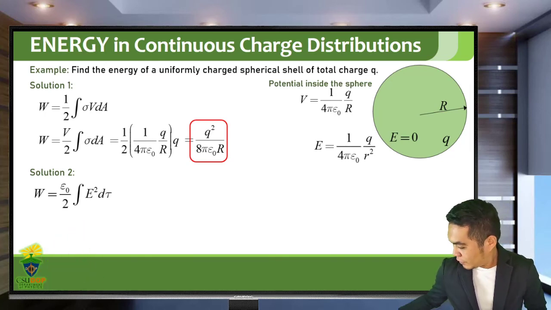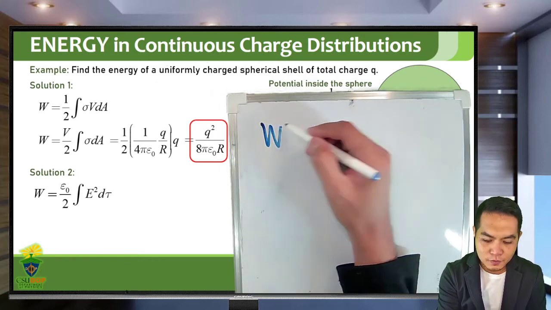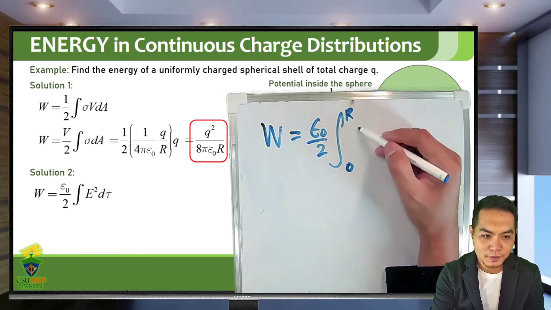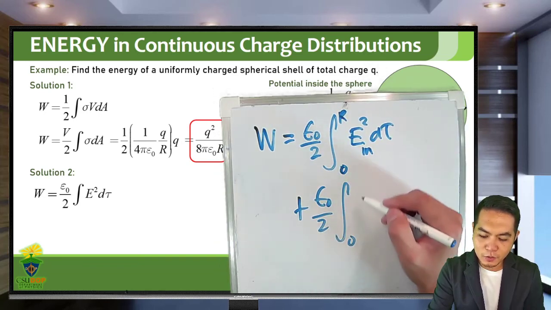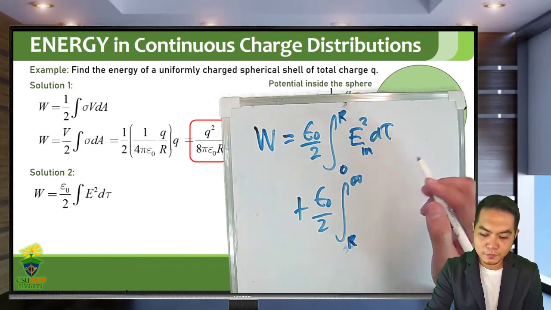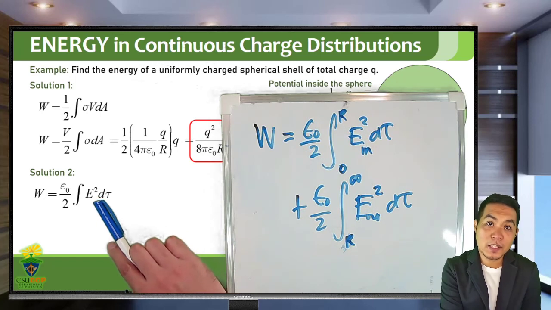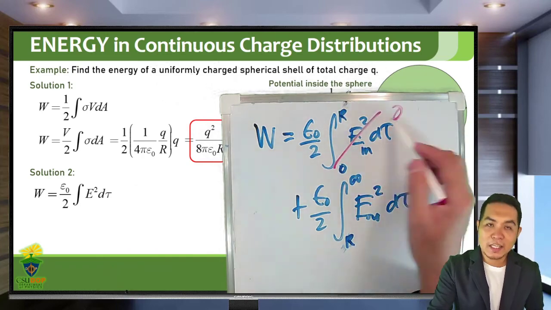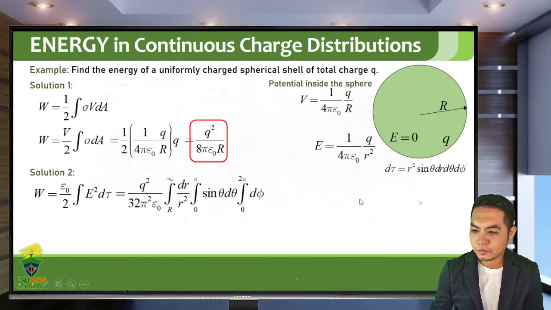Now, you can actually divide this into two integrals. You will have the integral from 0 to capital R of E squared d tau, where this electric field is the electric field inside, plus the integral from R to infinity of the electric field outside squared d tau. So this is actually two integrals, two intervals, from 0 to R and from R to infinity, but it just so happened that the electric field inside is 0, so the first integral is essentially 0, and the result will just be equal to the integral from R to infinity.